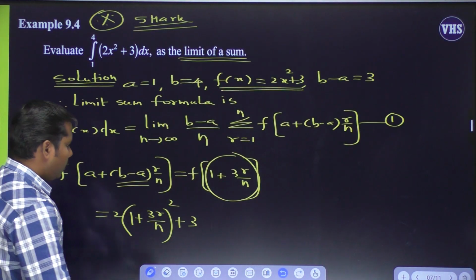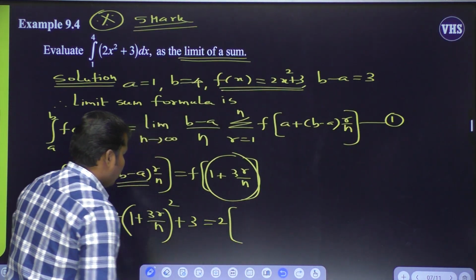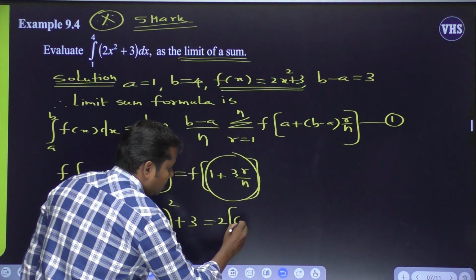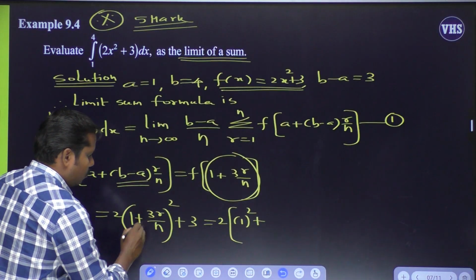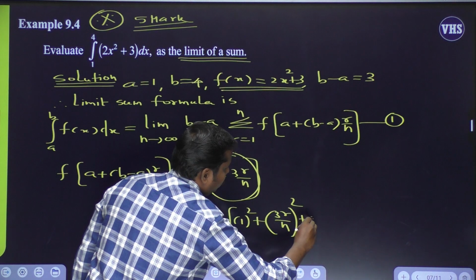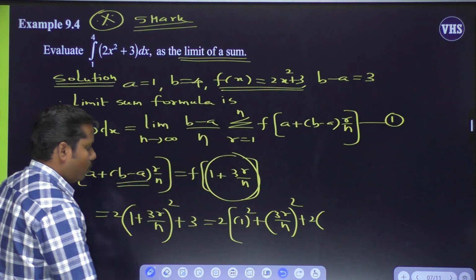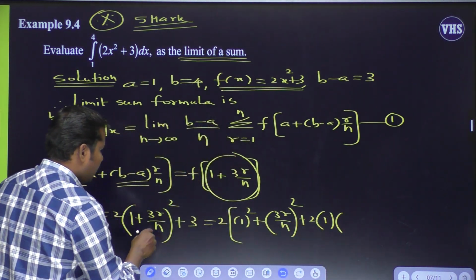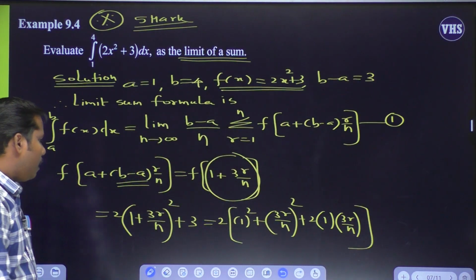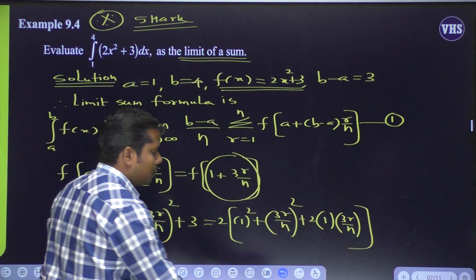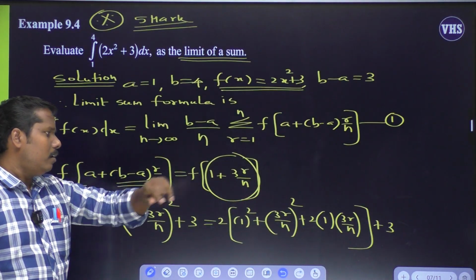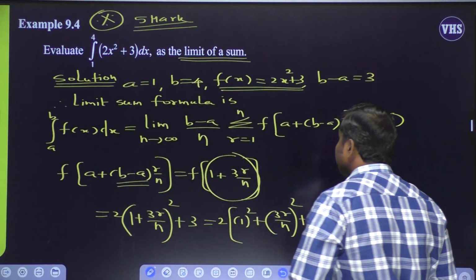Now let us expand this carefully. 2 into, this is in the form of (a plus b) whole squared. What is the formula for that? a squared plus b squared plus 2ab. So 1 squared plus b squared, where b is 3r by n, whole squared, plus 2ab, which is 2 into a, which is 1, into b, which is 3r by n. Close the entire thing. Plus 3, don't forget to take that 3. Let us go to the next page.